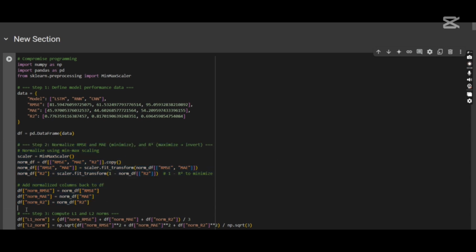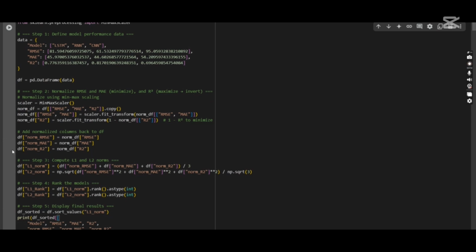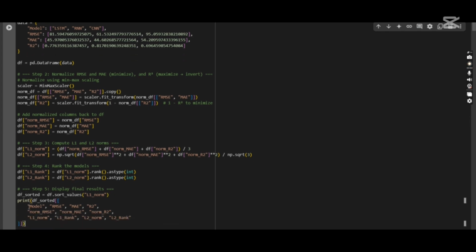And now move to the third step, that is basically computing L1 and L2. You can check the formula of compromise programming for both training and testing. So this is the formula. You can check it from the literature. And after computation of L1 norm and L2 norm, now the models are ranked based on these computed L1, L2 norms, and then this fifth one is the final results.